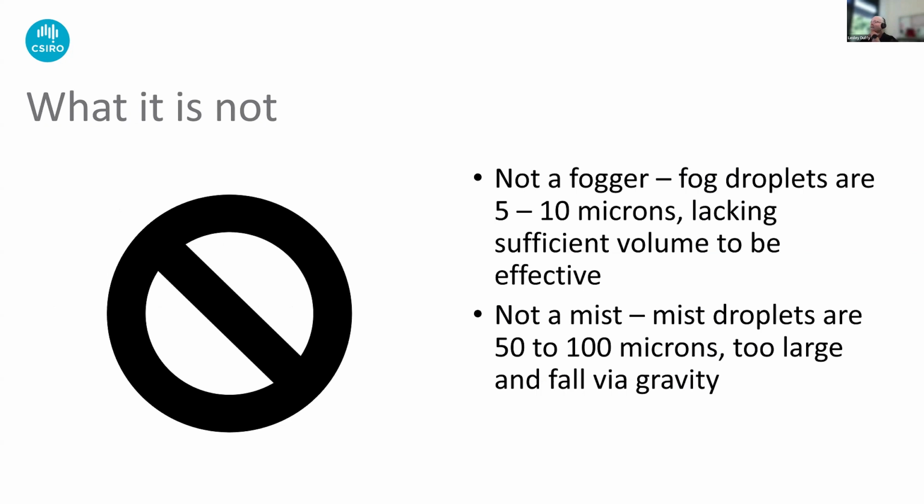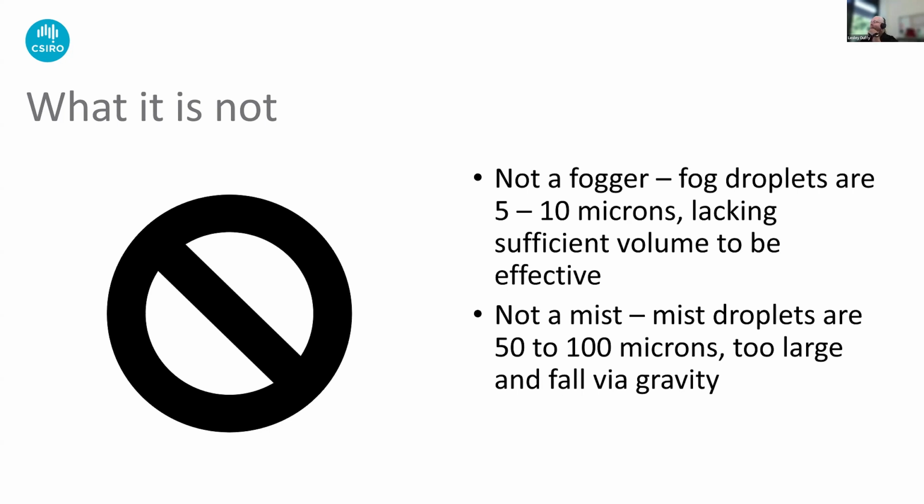But some people describe it as a fog or a mist, which it's not, because in physics there's actually a size that determines whether it's a fog or a mist. So it fits almost neatly between the two of them. Fog droplets are 5 to 10 microns, but they don't have enough volume to be effective in this type of process. And it's not a mist because mist droplets are 50 to 100 microns, and they're too large, and they can't cross the distance despite the pressure that's applied through the air pressure going through the nozzle, and they fall, obviously, due to gravity.